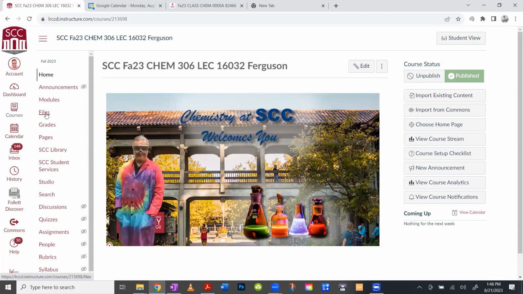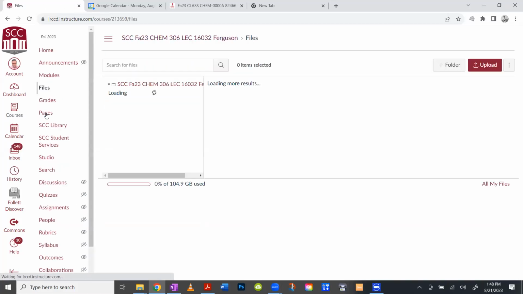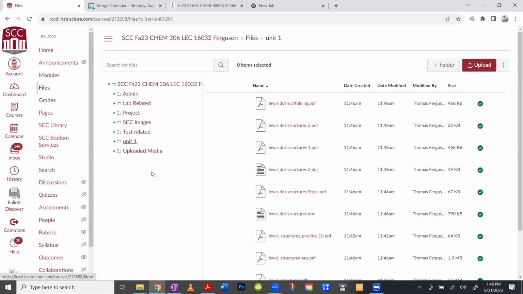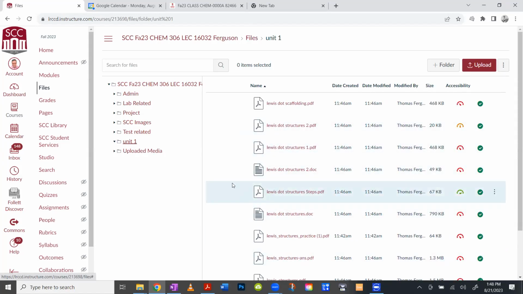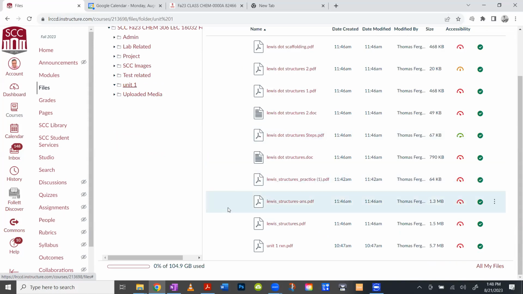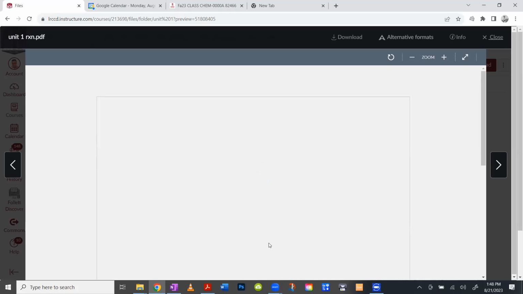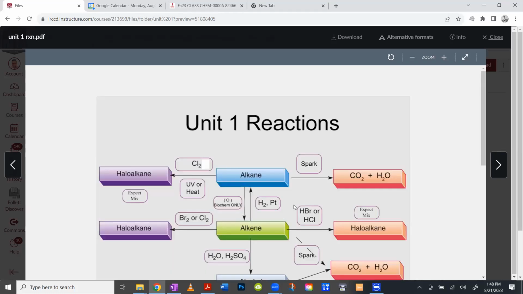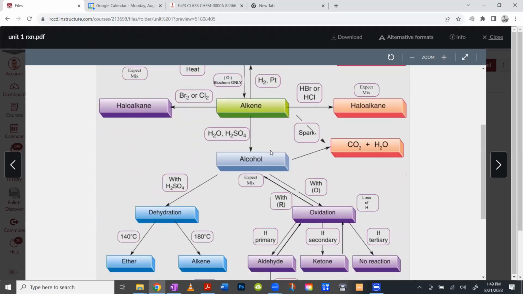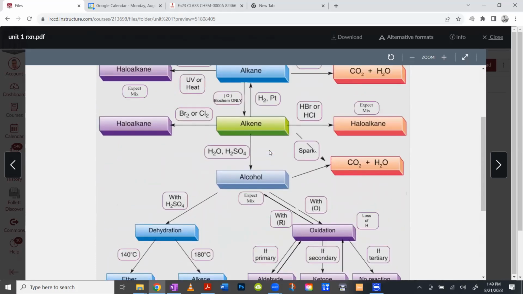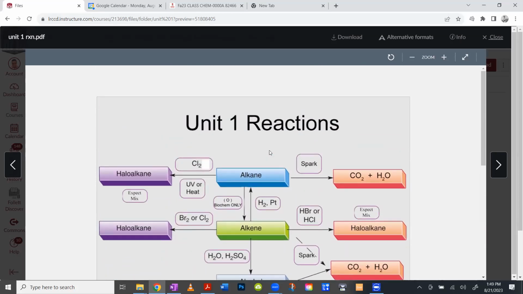Okay, if you want more practice on Lewis dot structures, you go to Files, go down to Unit 1, and there's a whole bunch of worksheets here. You want to practice in Lewis dot structures with answers, I might add. Now, for Wednesday or for Monday, I'm not sure whether I'm going to get to this or not, print this out. These are our reactions for Unit 1. And we're going to be going through all these in subsequent lectures, but it's nice if you have a printout of this so you can follow along with me.